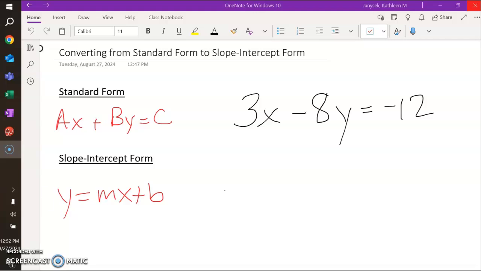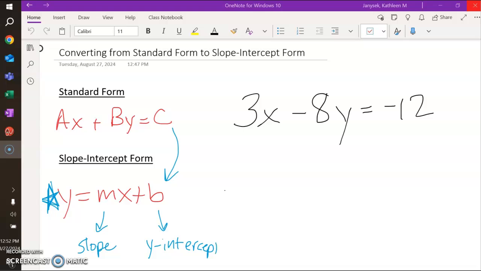But the problem is that not all of them are written this way. So we have to know how to convert from standard to y equals mx plus b. It will make it easier for us to graph when we know what m and b are. As a recap, you may remember that m stands for slope and b stands for y-intercept.